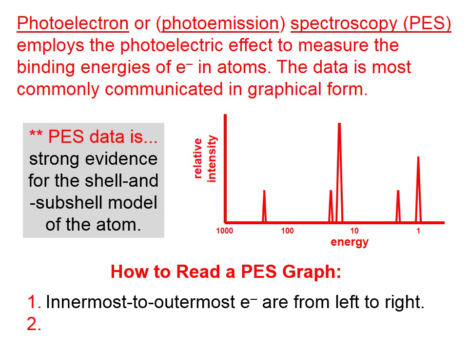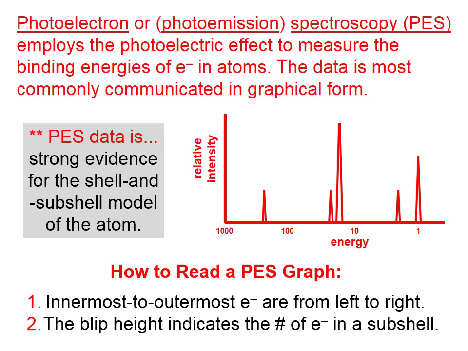Now, why is this? Well, the reason is because the innermost electrons are held very tightly. The outermost electrons are not held as tightly. So the outermost electrons have a lower binding energy to the nucleus compared to the inner electrons. Secondly, the blip height indicates the number of electrons in a subshell. Now this is a bit of an idealized photoelectron spectroscopy graph. However, the height of the blip is indicative of how many electrons there are in a particular subshell.